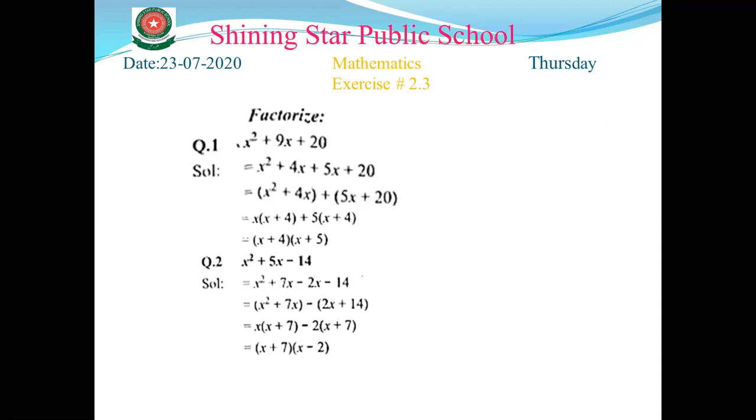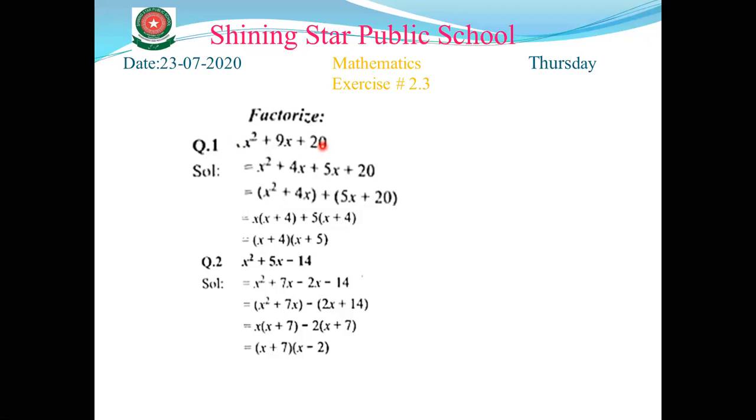Question number 1, x square plus 9x plus 20. So how do we do this question? First of all, in this type, we multiply the coefficient of x square with the constant. Here the coefficient of x square is 1, so we multiply 1 with 20. 1 multiply 20 is 20.